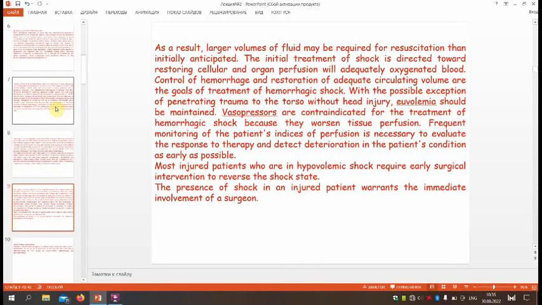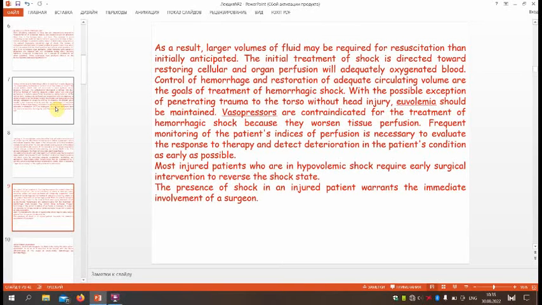As a result, larger volumes of fluid may be required for resuscitation than initially anticipated. The initial treatment of shock is directed toward restoring cellular and organ perfusion with adequately oxygenated blood. Control of hemorrhage and restoration of adequate circulating volume are the goals of treatment of hemorrhagic shock.